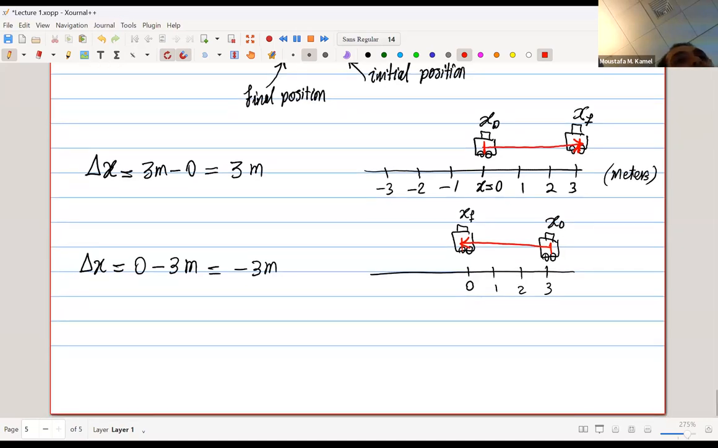So this is displacement. How about this graph? Let me add one more.